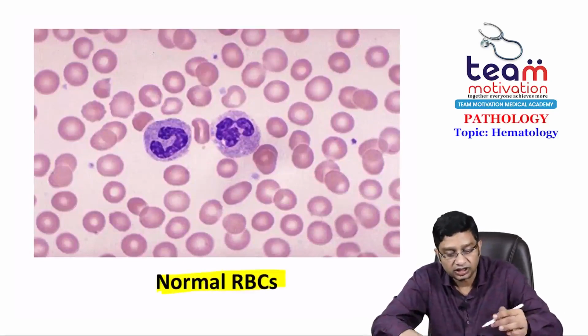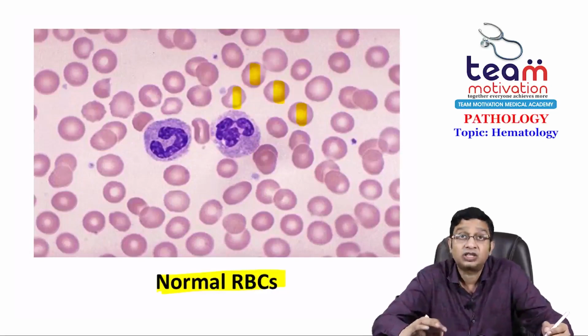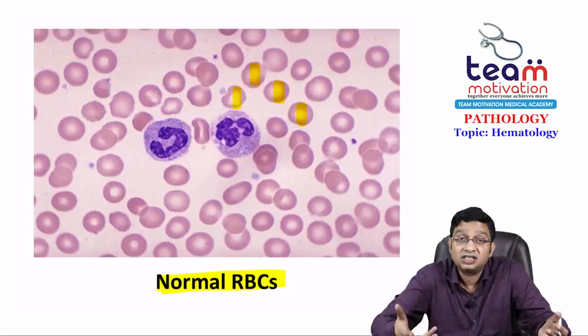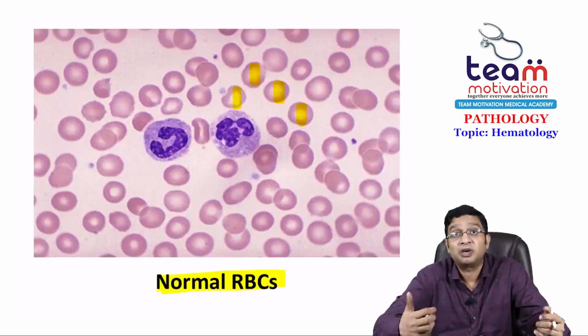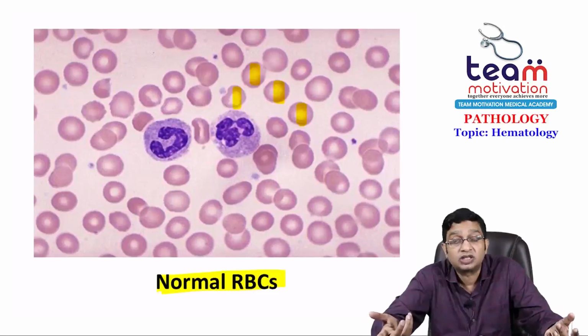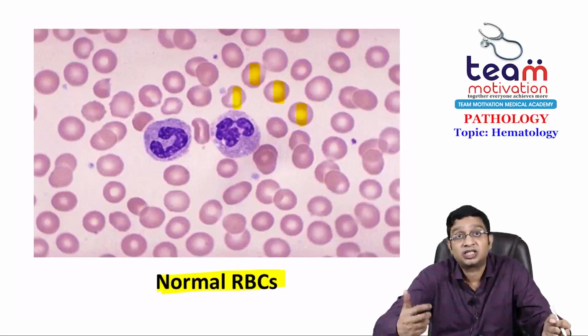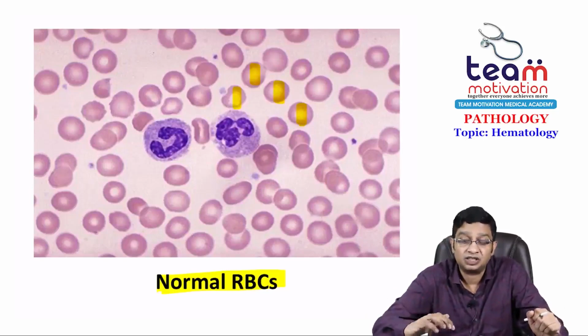And how do you judge, basically? If you see here, there is central 1/3 pallor present, and this is the normal RBC you can comment upon. Now the RBC size can increase, that is macrocytosis. RBC size can decrease, that is microcytosis. RBC can become spherical, that is spherocytosis. RBC can become sickle shaped, that is sickle RBCs. So there can be abnormal shapes of the RBCs.